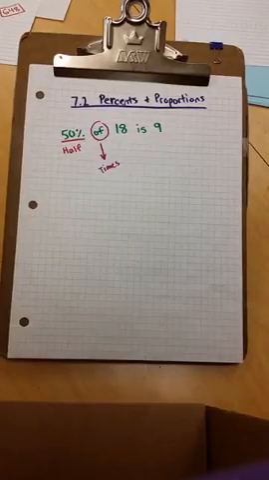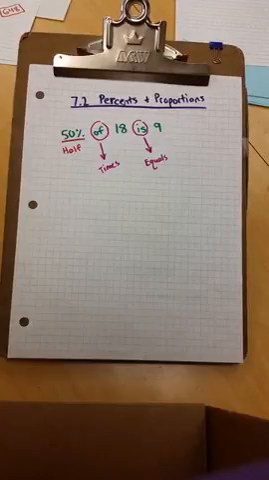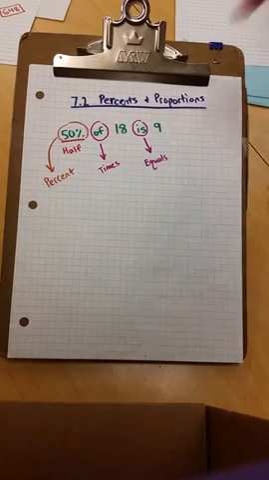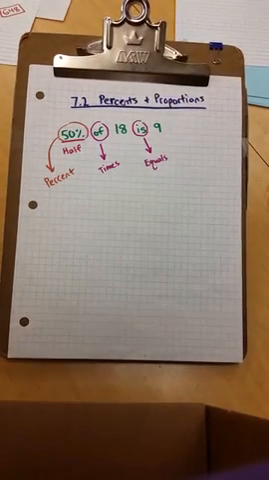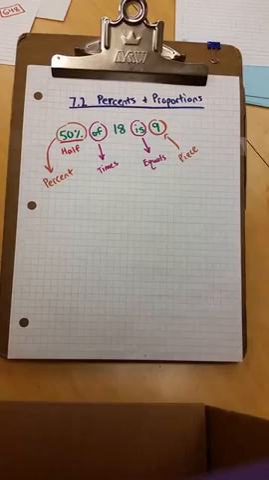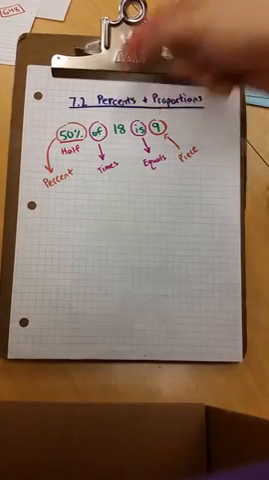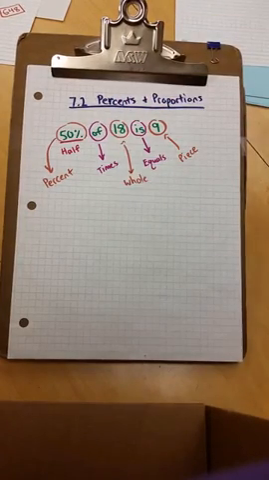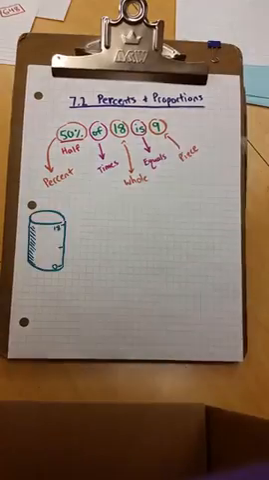Remember, of means times. In math, is means equals. The 50% is our percent. Between the 18 and the 9, one is a part of the other. Here, 9 is just a piece of the 18. We will call 18 the whole.